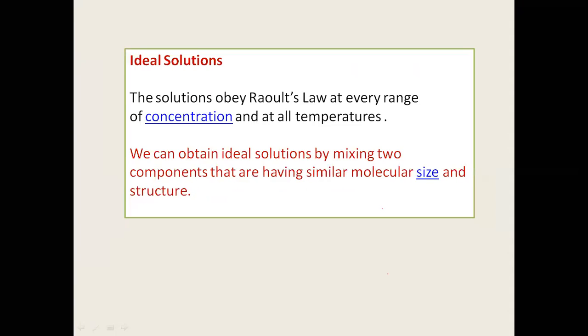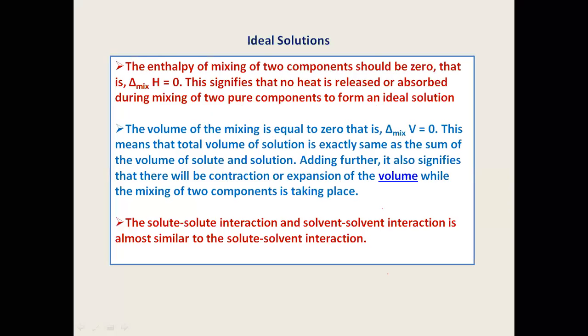So now we come to the classification of solutions. Solutions are now classified into ideal and non-ideal solutions. What is the basic criterion of this classification? Ideal solutions obey Raoult's law. Non-ideal solutions do not obey Raoult's law. Now, characteristics of ideal solutions. The first criterion is obedience to Raoult's law. There are two more characteristics or criteria of an ideal solution.